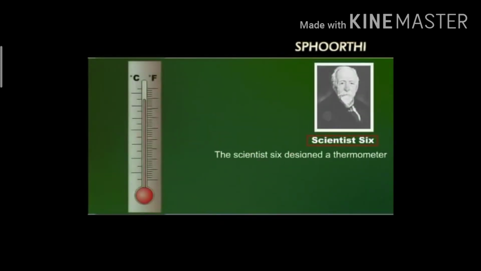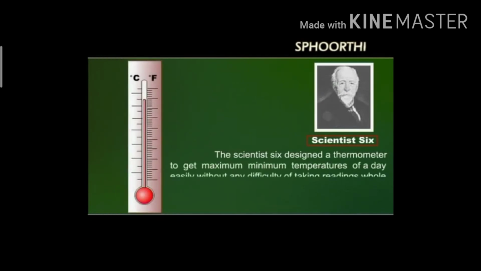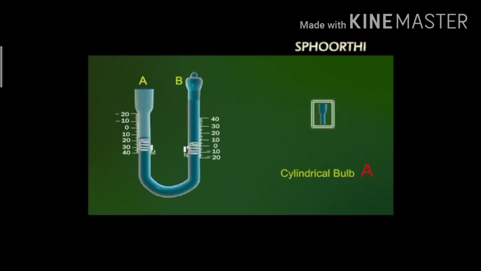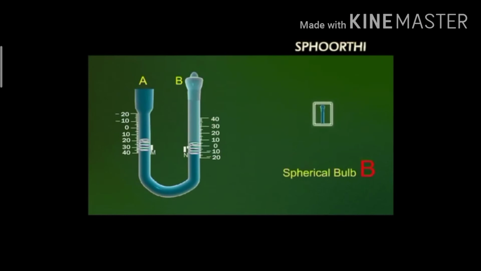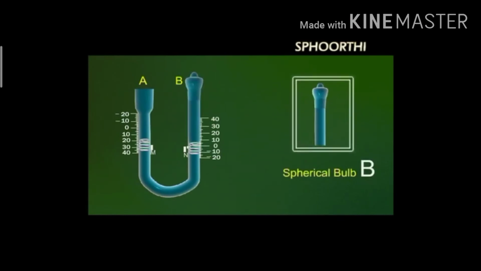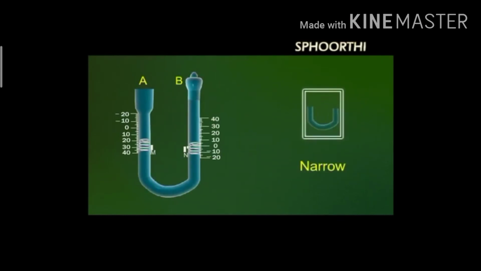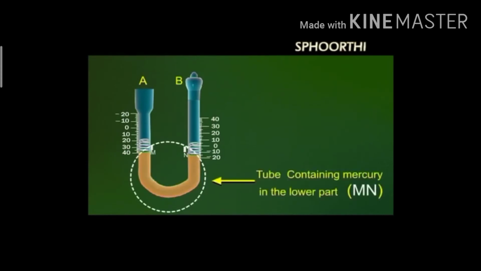The scientist Six designed a thermometer to get the maximum and minimum temperatures of a day easily, without the difficulty of taking readings the whole day long. Hence, it is named after him. Description. This is the Six's maximum and minimum thermometer. It contains A, a cylindrical bulb, and B, a spherical bulb, which are connected by a narrow tube which has mercury in its lower part, M N.